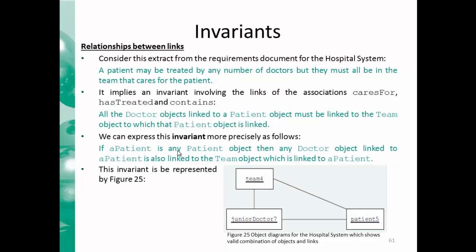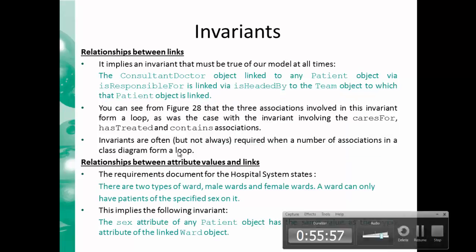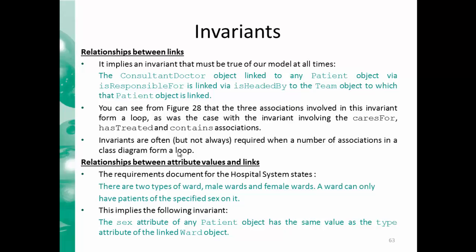These invariants can be on the relations between the links, as we can see in this slide and in the following slide. So we can even have invariants on the links between the objects. They also can be conditions on relationships between links, relationships between attributes, values, and links, as we see in these examples.